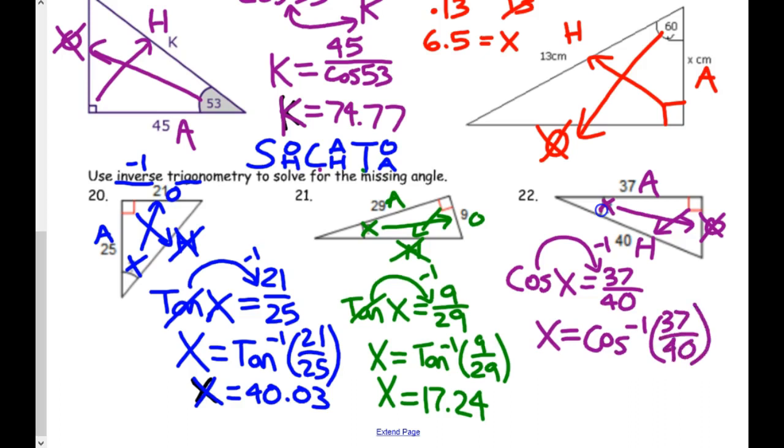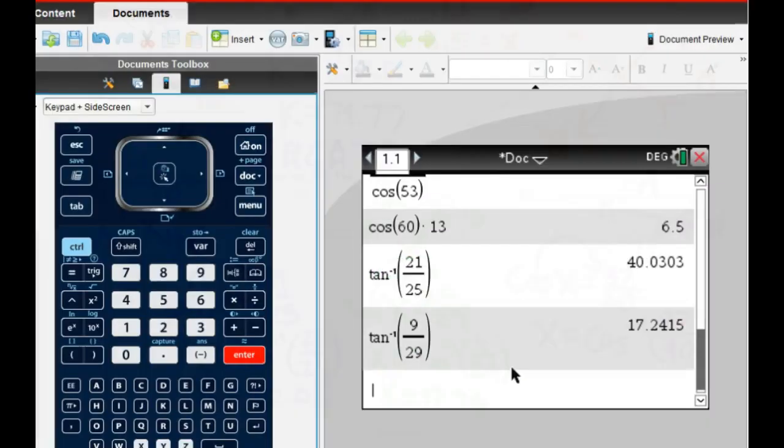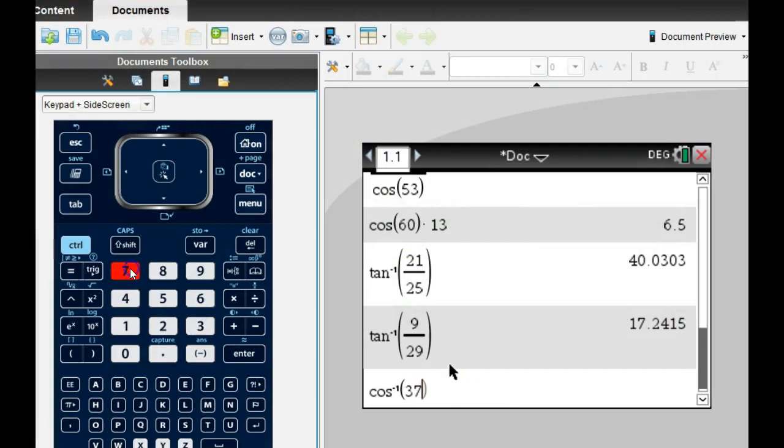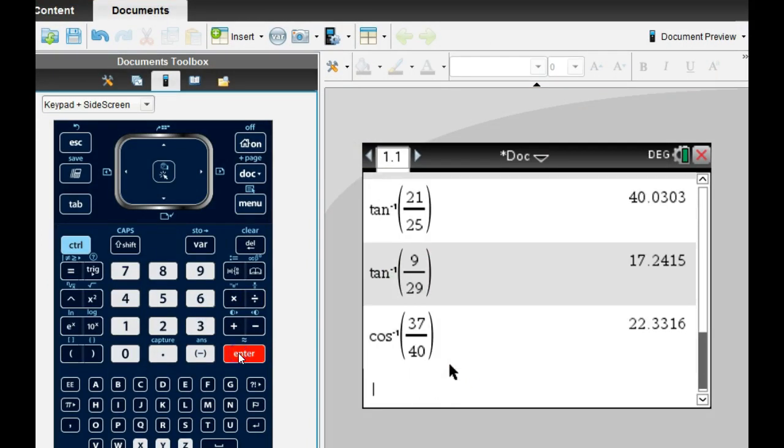Okay, cosine inverse 37 over 40. It's on the bottom, cosine inverse, 37 divided by 40, and I get 22.33.